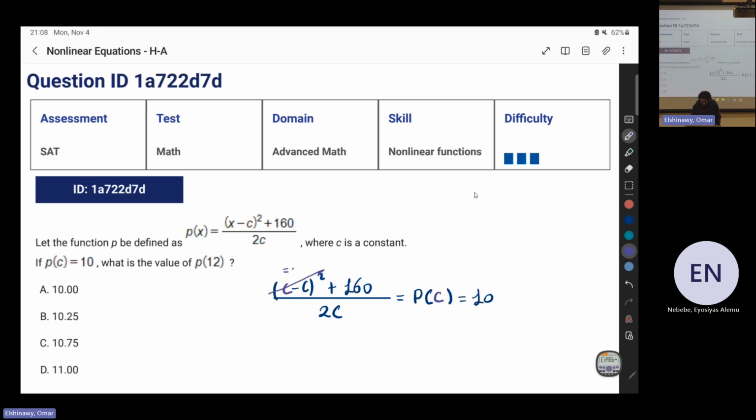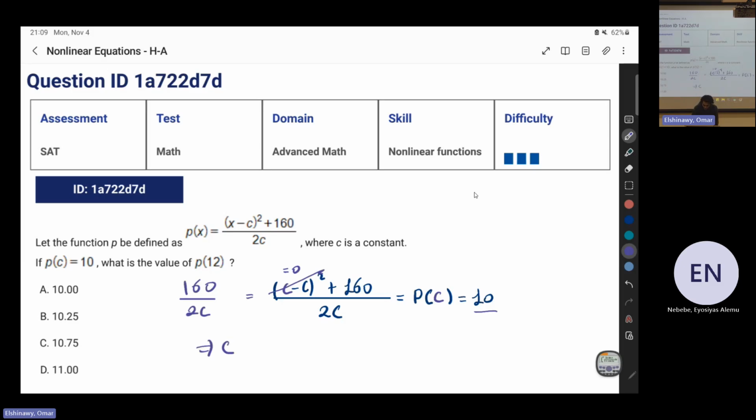So we remove that and we get 160 over 2C. And 160 over 2C is equal to what? It's equal to 10. So 160 divided by 2c is equal to 10.